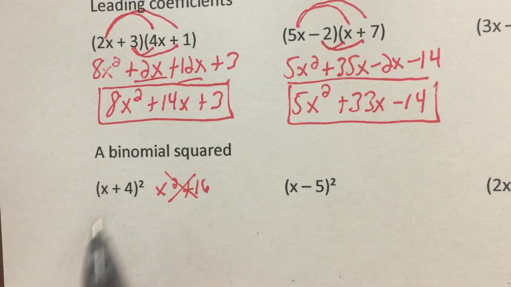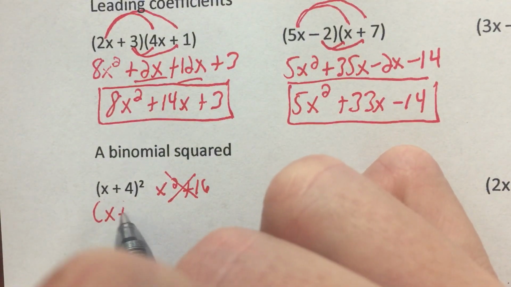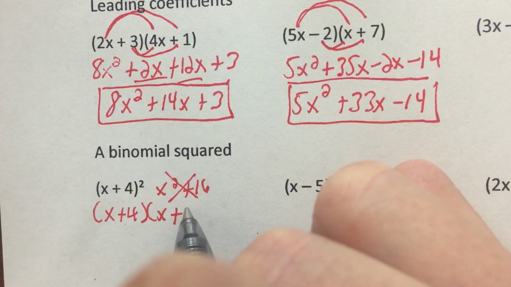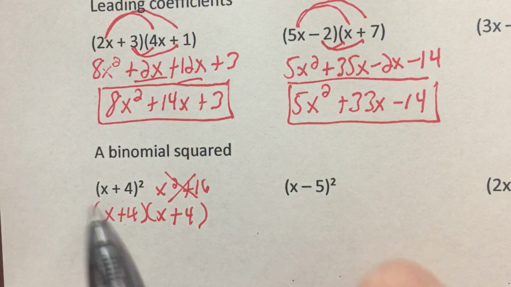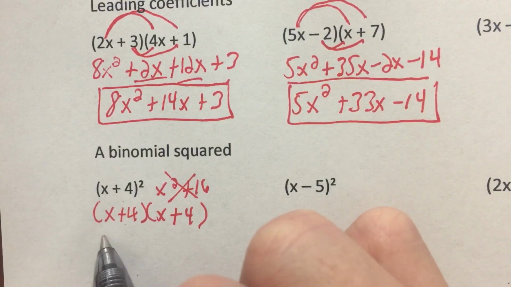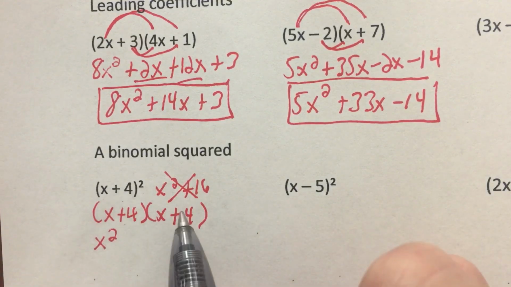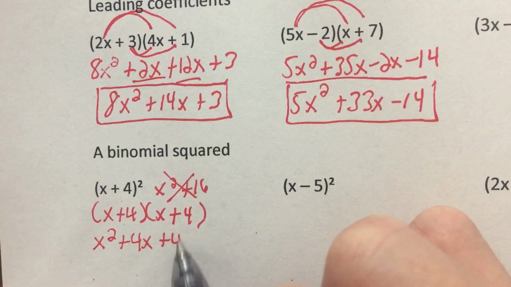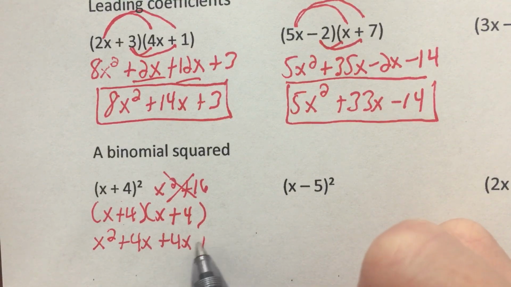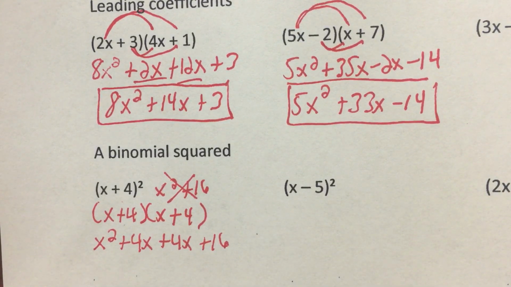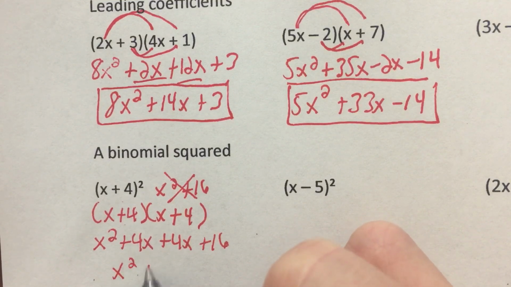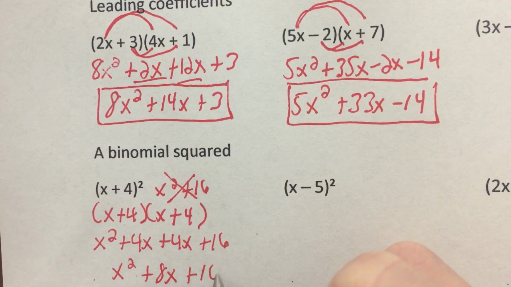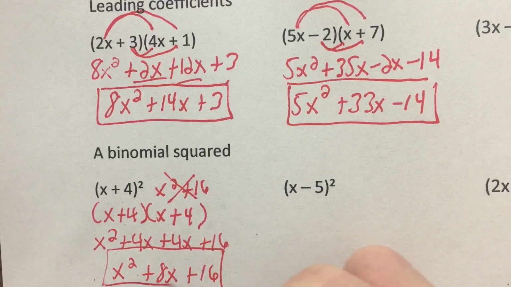A binomial to the second power means you need to write it out twice. There are 2 of those. And then make it go through the FOIL method. X times x is x squared. X times 4 is 4x. 4 times x is 4x, and 4 times 4 is 16. Two like terms in the middle combine to make 8x, so we get x squared plus 8x plus 16.